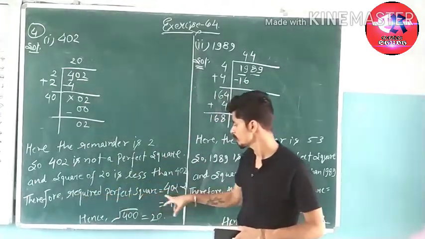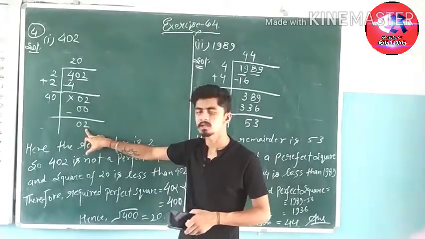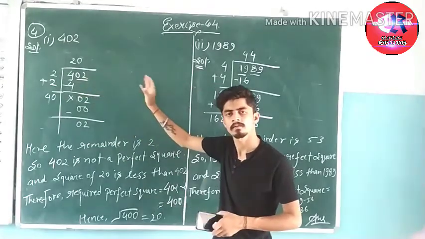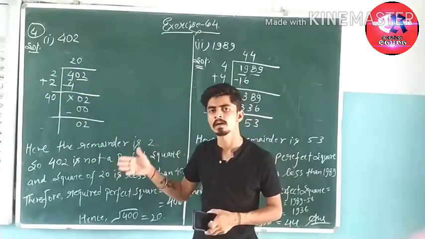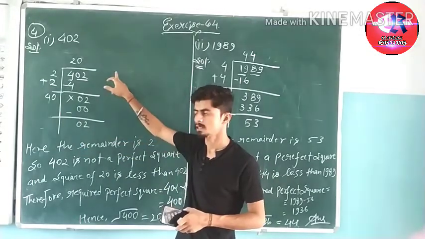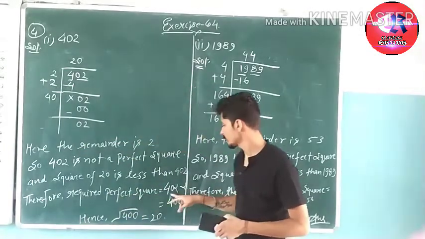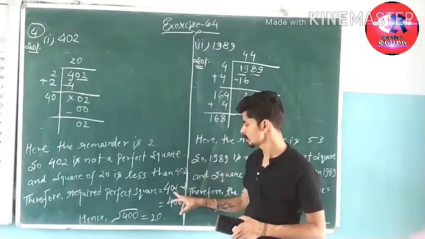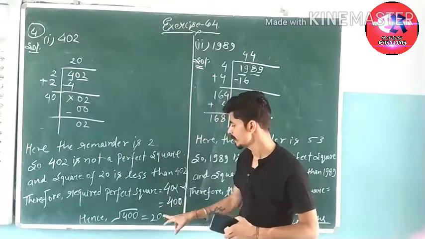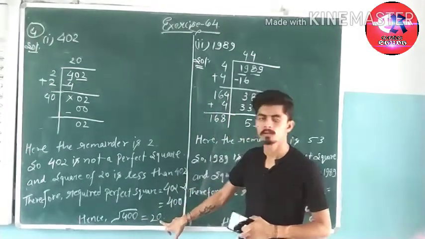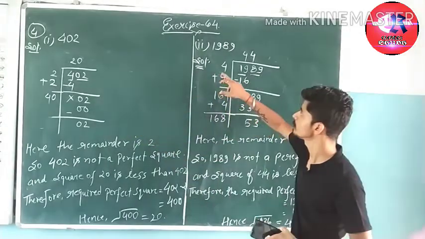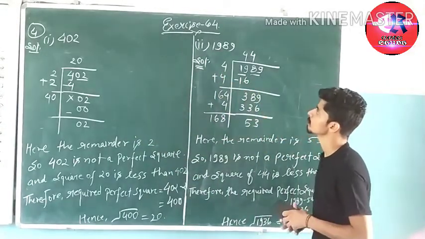Therefore the remainder is 2. If we subtract that number from 402, it will become 400, and 400 is the square of 20. So we get the number which we have to subtract from the given number. The required perfect square will be 402 minus 2, the given number minus the remainder, which is 400. Now as we know, the square root of 400 is equal to 20. So this is the first number of question number 4, and this is the second number, 1989.